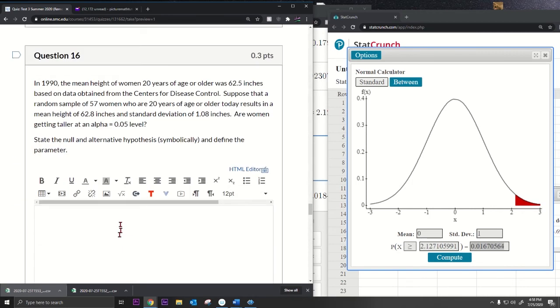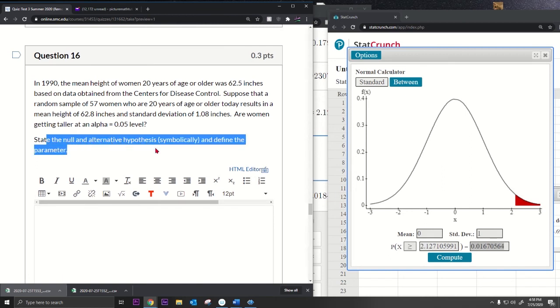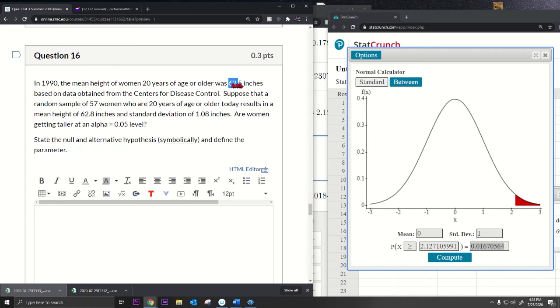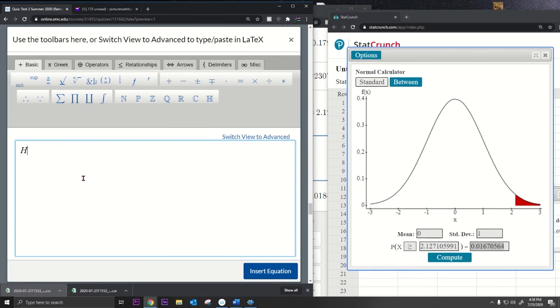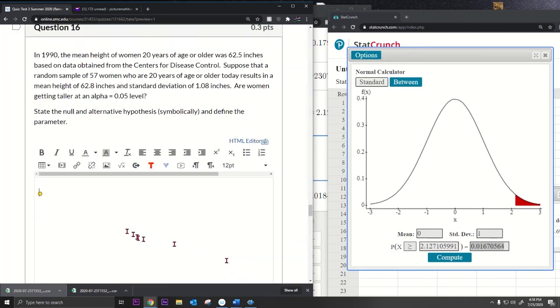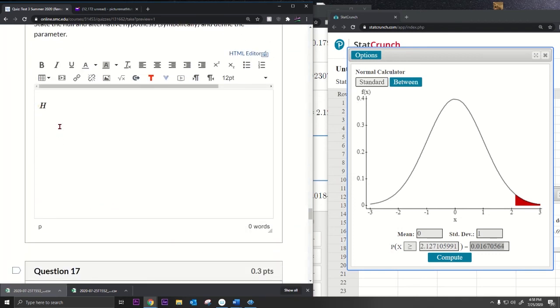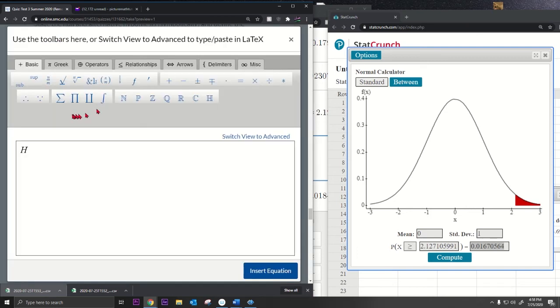So 16, state the null and alternative hypothesis. Alright, what's the null? Okay, so 62.5, right? That's the null. Okay, let me do it this way. H, let me press Control V. I do not have the colon there anymore, so let me insert that and just press colon. Control X to get rid of that. Click this. I do not like that I have to do that, but anyways, we do.